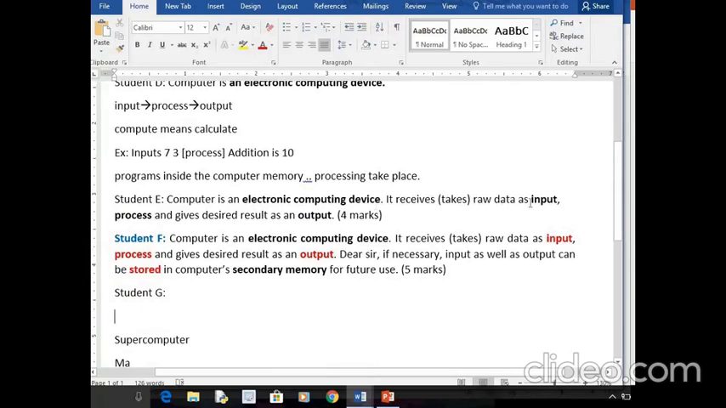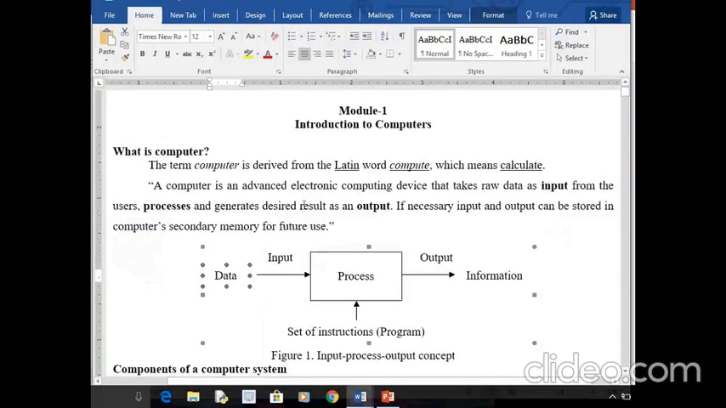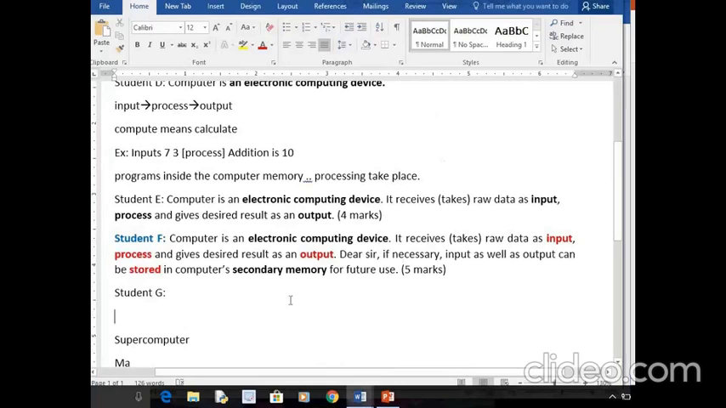It takes raw data as an input. It will process and give the desired result as an output. Student F is very clever. Student F is telling the answer correctly with the diagram. By looking at all these answers, we have come to one conclusion. All the machines are doing only 4 works.